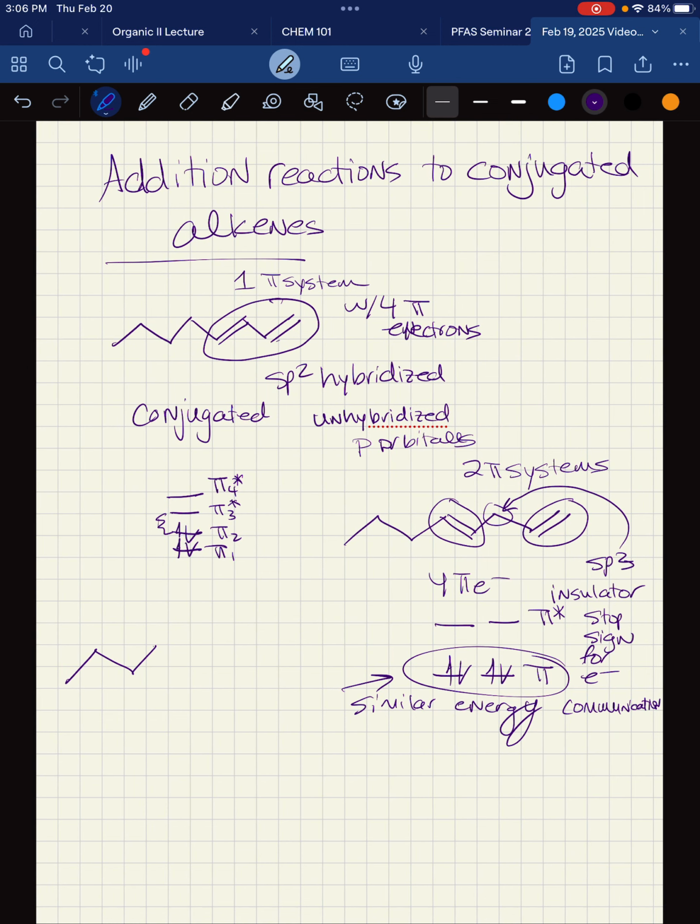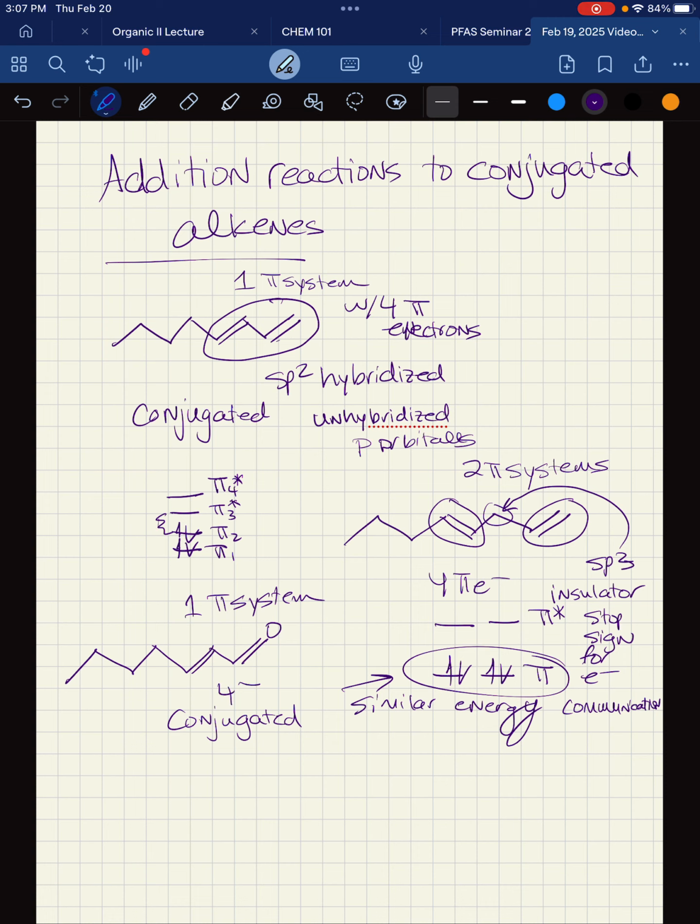Similar to our conjugated system up top, we can have a carbonyl as part of a conjugated pi system. So here, this is going to give us still a conjugated system. And we see this in our weakening of the carbonyl bond and the lower energy stretches that occur when we have conjugation with a carbonyl, for example. So this is still going to be 1 pi system with 4 pi electrons.